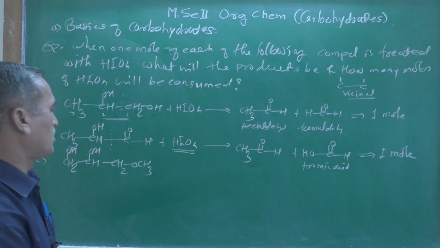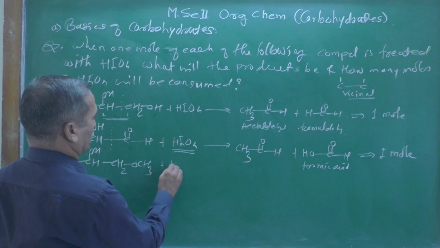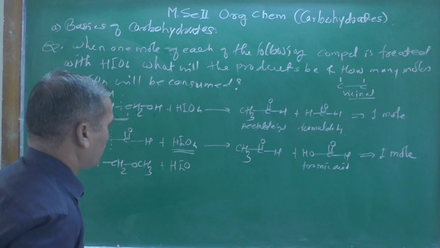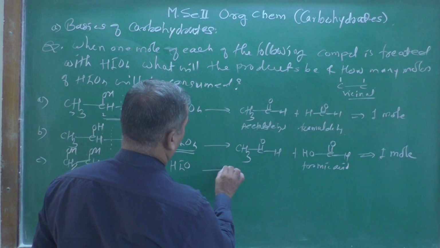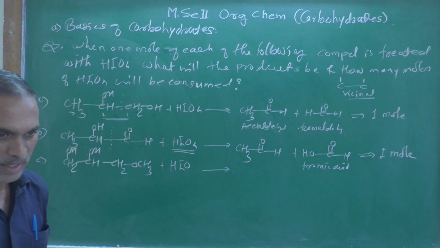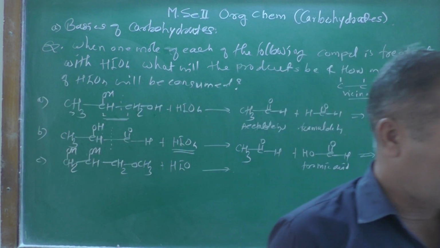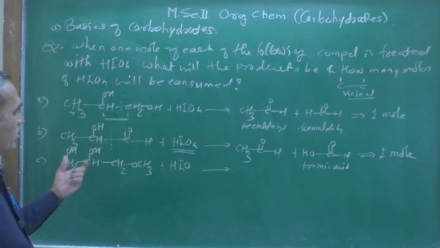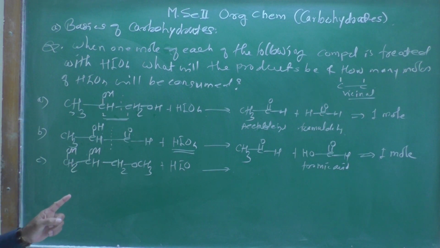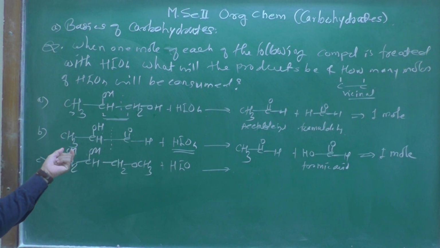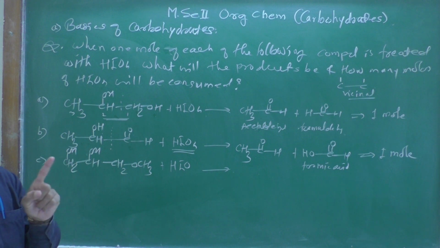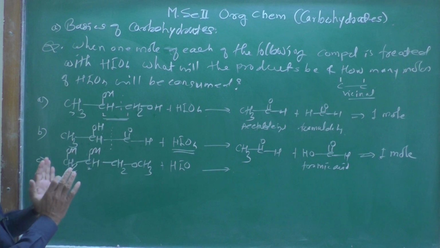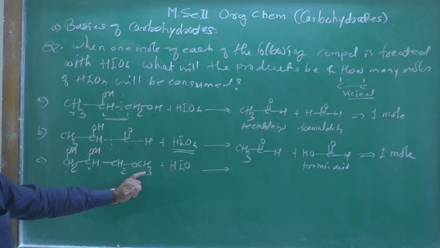So this is the structure, and when it is treated with periodic acid, how many moles of periodic acid are required here to break the bond? That is the main point. Observe the structure carefully. What do you see over here? Both hydroxyl groups are adjacent to each other, 1 and 2, and here a methoxy group is there.